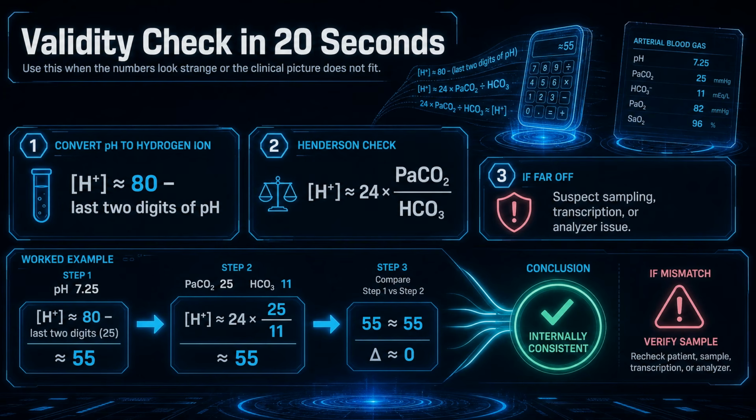The quick validity check is useful when the numbers look strange. First, estimate hydrogen ion concentration from the pH. A practical shortcut is hydrogen ion is about 80 minus the last 2 digits of the pH. So a pH of 7.25 gives a hydrogen ion concentration around 55. Then compare that with the Henderson shortcut. Hydrogen ion equals 24 times carbon dioxide divided by bicarbonate. In the example, 24 times 25 divided by 11 is about 55. That means the pH, carbon dioxide, and bicarbonate are internally consistent.